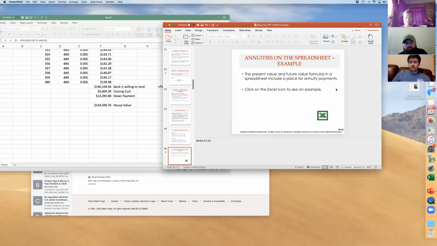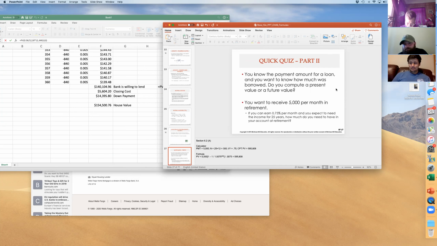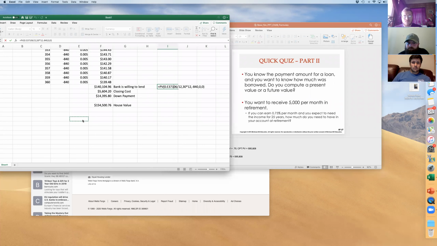All right. Clear as mud? All right, let's see. And you want to know how much was borrowed. Do you compute a present value or a future value? So if you know what the payment was, should we get in there and compute a present value or a future value? What have we been doing? It'd be present value, right? Because the future value would be 0, right?